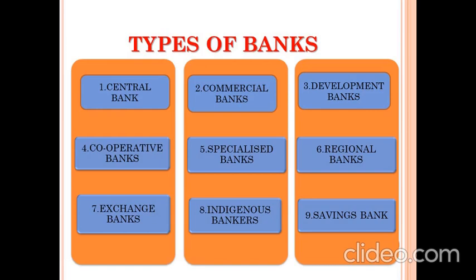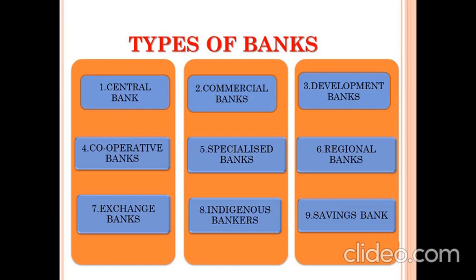Fifth point is specialized bank. Specialized banks are those banks which mostly look after specific areas. For example, EXIM, that is export import, then SIDBI, then NABARD. These specific areas are looked after by the specialized banks. They only focus on the specific areas mentioned and they help over there, like the benefit for farmers, laborers, salaried employees, etc.